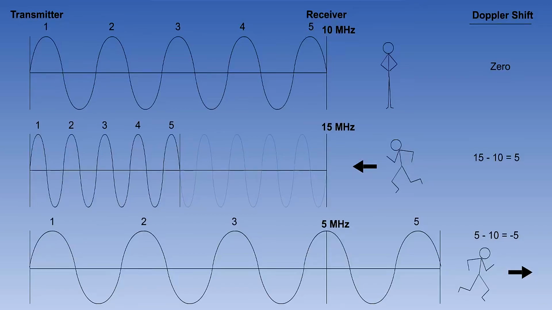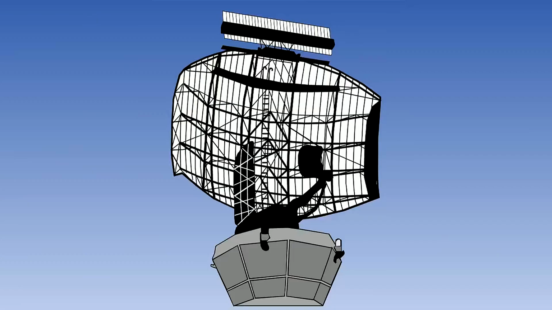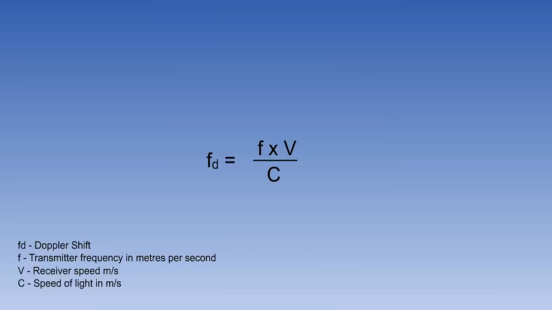Let us now put some numbers to this Doppler shift principle. Remember that all calculations have to be on the basis of meters per second because frequency and speed of light are described in units per second. The formula for calculating Doppler shift, sometimes called Doppler frequency FD, is transmitter frequency, F, times receiver speed in meters per second, v, divided by the speed of light in meters per second, c.